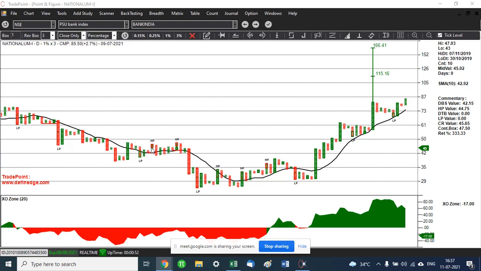So we will exit any bullish position if we are having a high pole. And low pole is just the opposite. Low pole means it's formed a significant bottom. So we will not be bearish on that stock anymore.